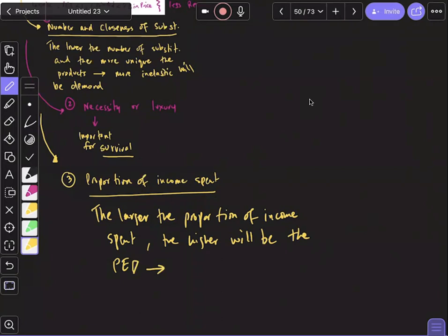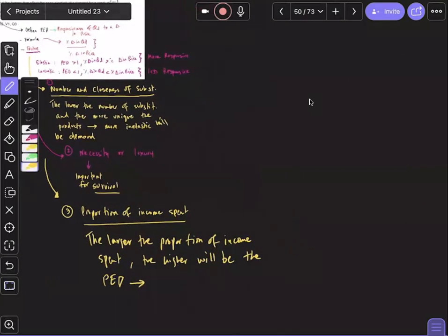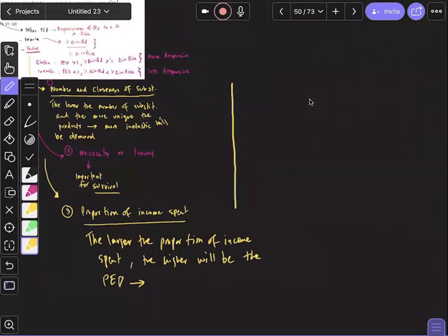Sir, so this means that less disposable income will be spent on the good. I would say less income. Disposable income means income after tax, but less income, yes. The more income you spend on a good, the more you will be like, hey, the good is becoming expensive. I should move on to its substitute.